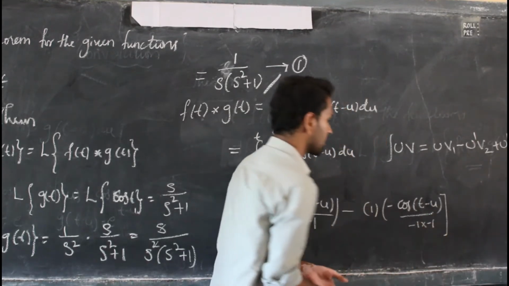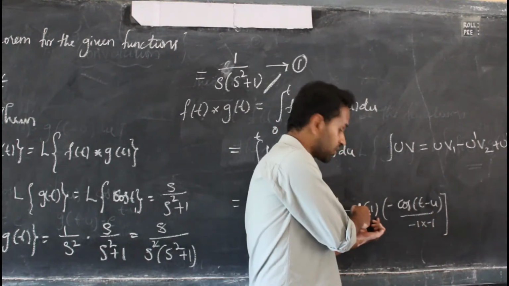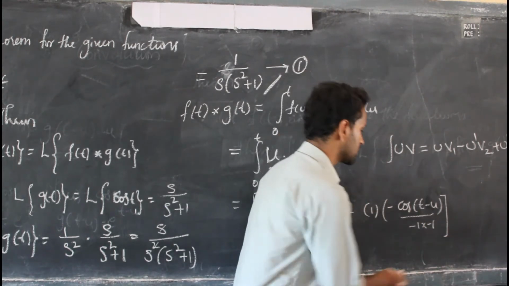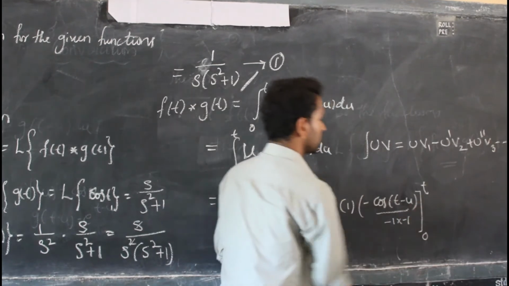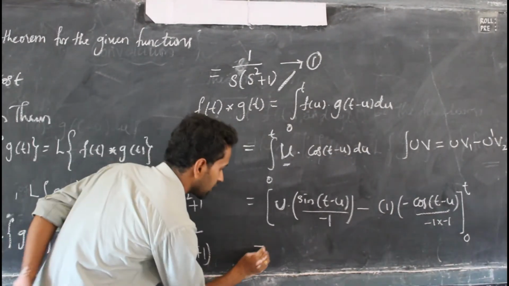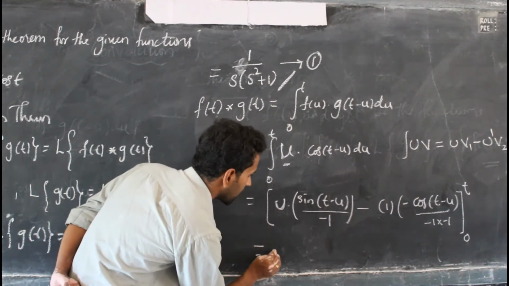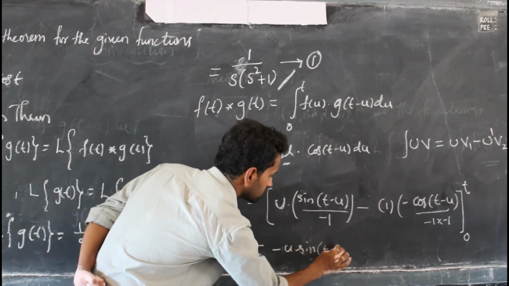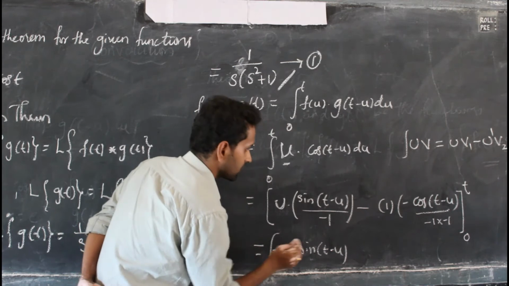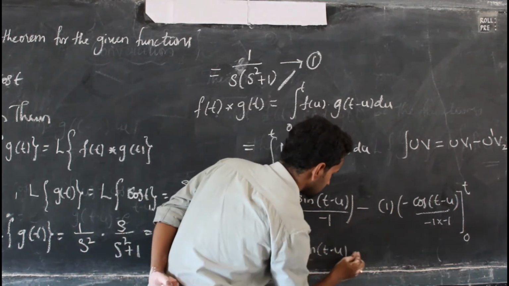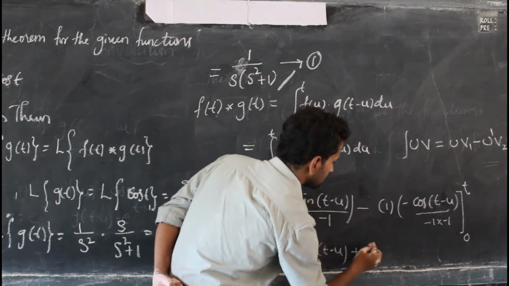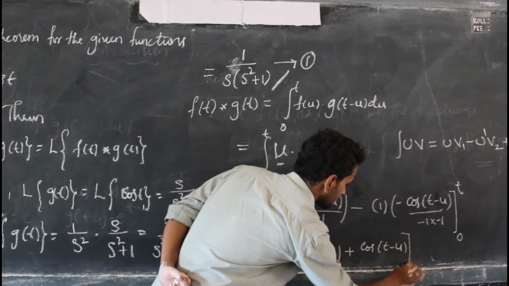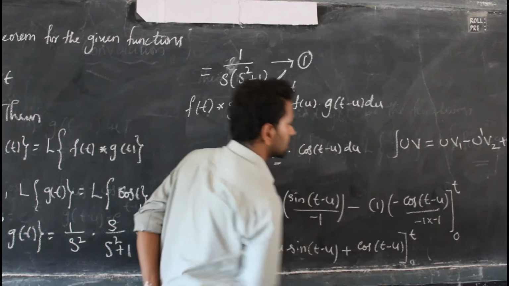So for the next term, the differentiation of 1 will be 0. I don't need to go for the next term. So the limits here will be 0 to t. This finally will become minus u into sin(t minus u), minus into minus plus, into cos(t minus u). Limits will be 0 to t.